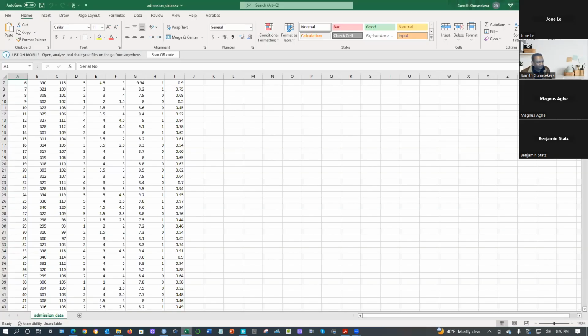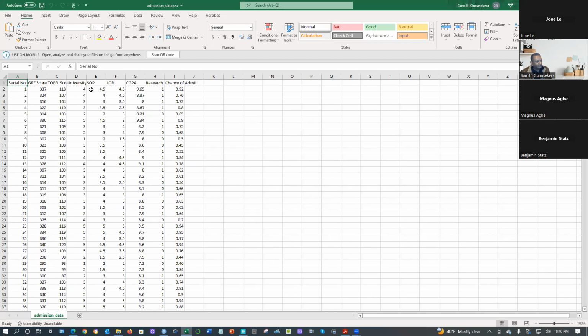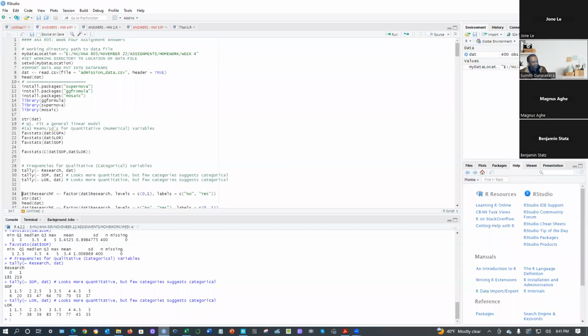Okay, this is the data set. I'm talking about the statement of purpose and LOR, letter of recommendation. These are more categorical, because their values go from 1 to 5 with the increment of 0.5, as you can see from here: 1, 1.5, 2, 2.5, 3, 3.5, 4, 4.5, 5. It looks numeric, but you can still consider it categorical. Because of that, I tackle this one two ways.